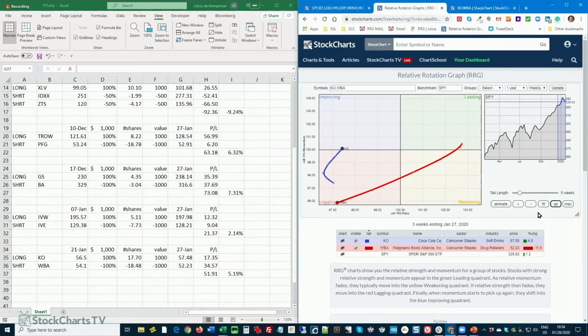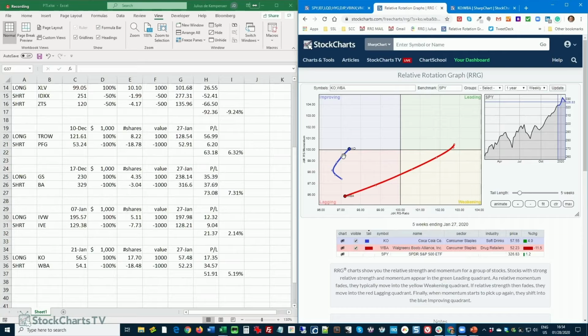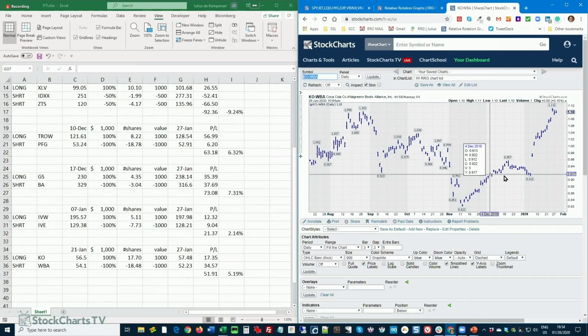See the acceleration here of WBA while Coca-Cola is starting to curl the other direction, so I'm going to stick with this for a little longer, and I believe that this trend will continue.